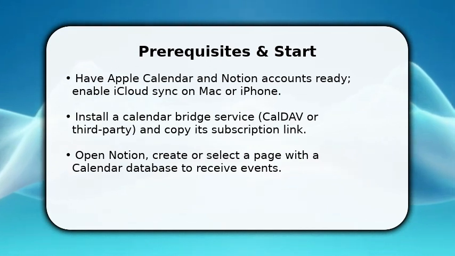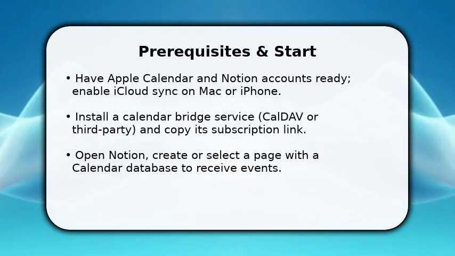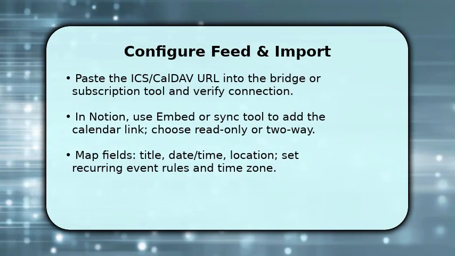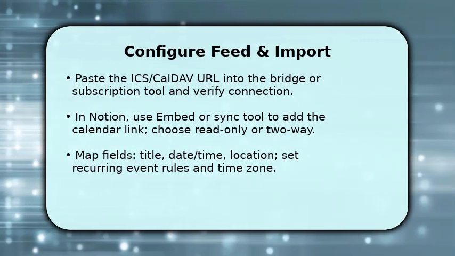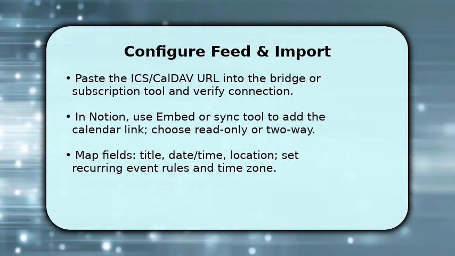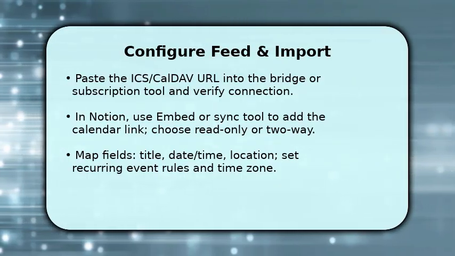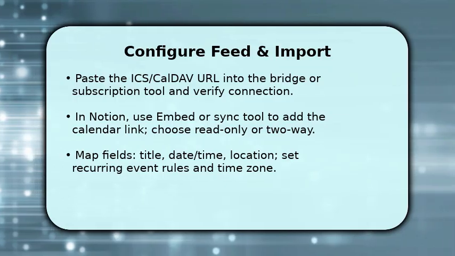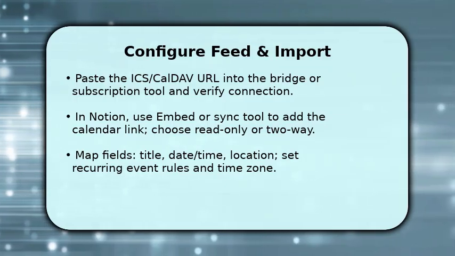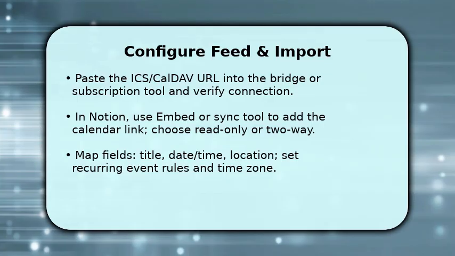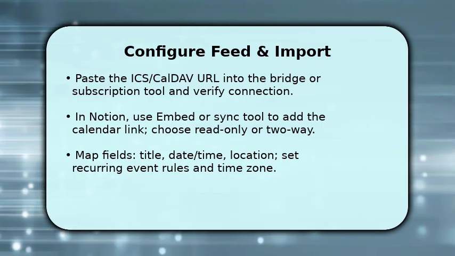Now configure the feed connection. Paste the ICS or CalDAV URL into your bridge or subscription tool and verify it returns upcoming events. Once the feed is validated, switch to Notion and choose Embed or the Calendar Sync option to add that link. Pick Read-Only if you only need visibility, or Two-Way if your bridge supports updates.